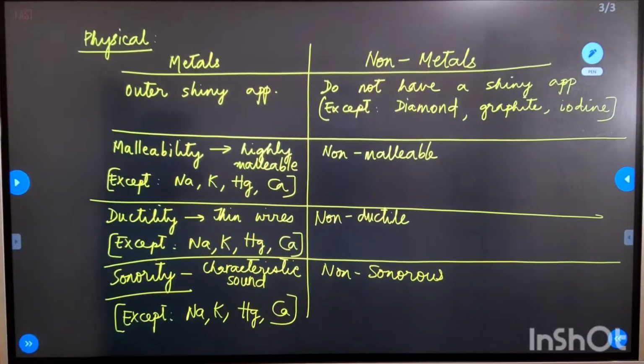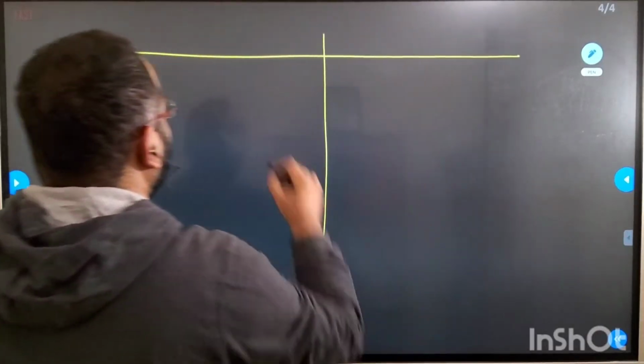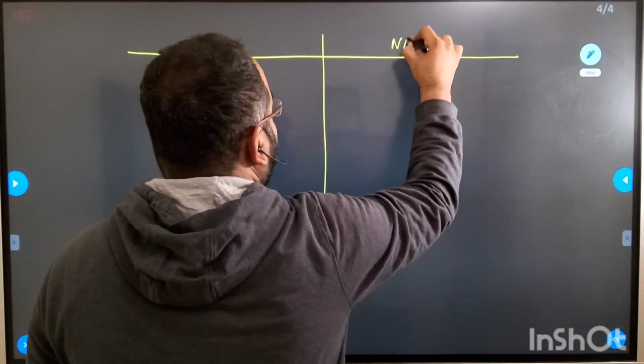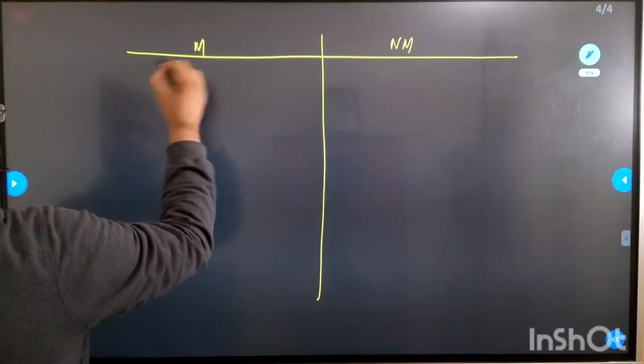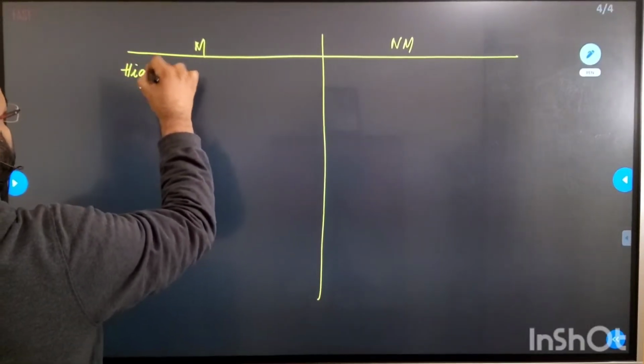Let's look at a few more properties of metals and non-metals that are different from each other. Here we have metals, here we have non-metals. Let's look at tensile strength. Metals generally have high tensile strength.